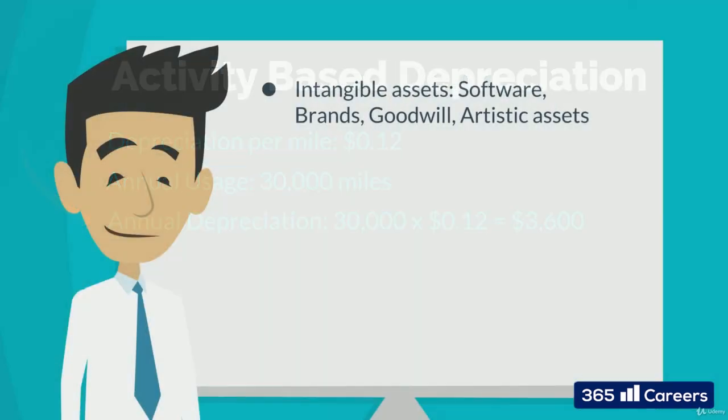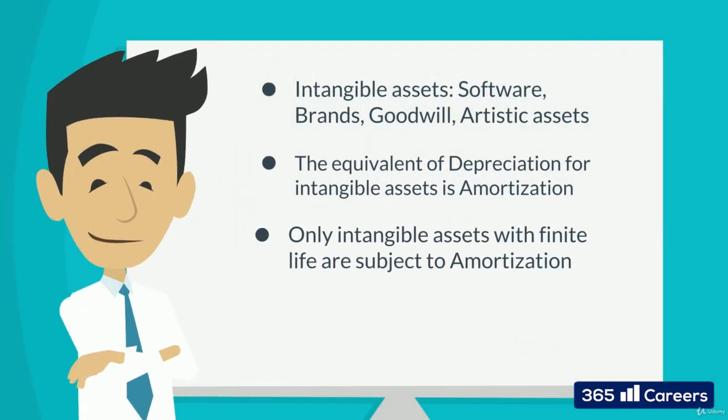We will have a similar picture for intangible assets. Assets such as software, brands, goodwill, and artistic assets are called intangible due to the fact that they are not physical in nature. The equivalent of depreciation for intangible assets is amortization. Depreciation is always used for tangible assets, while amortization is used for intangible assets. The two are almost always grouped together and commonly referred to as D&A.